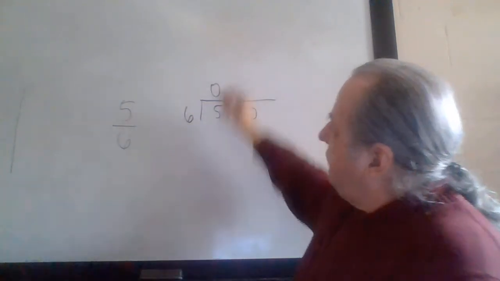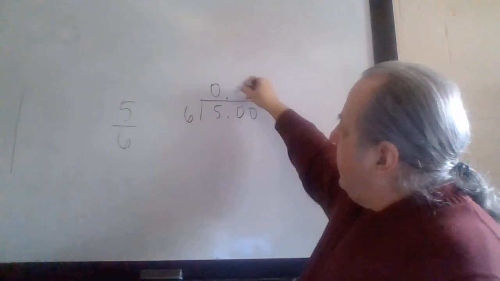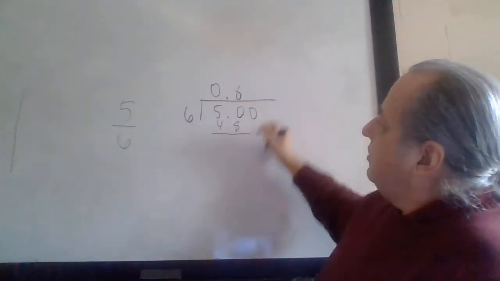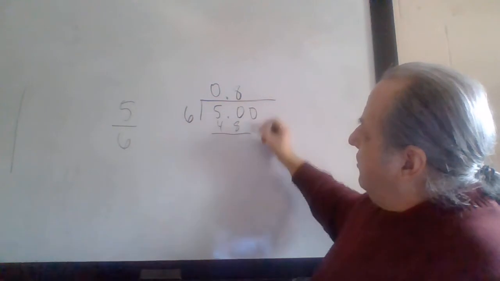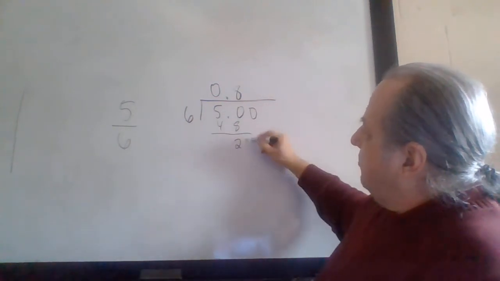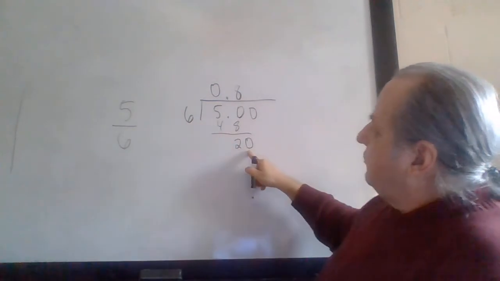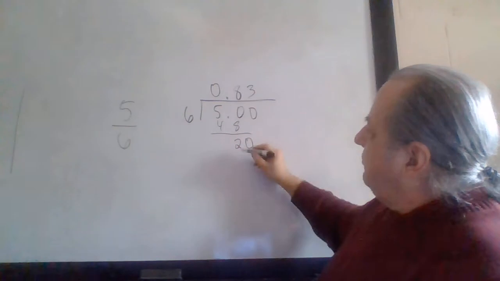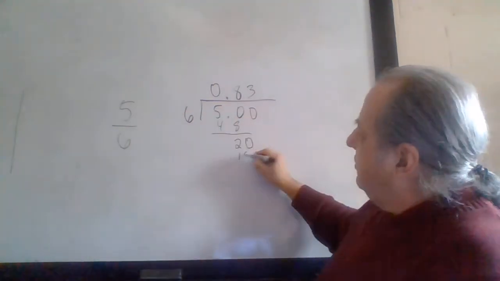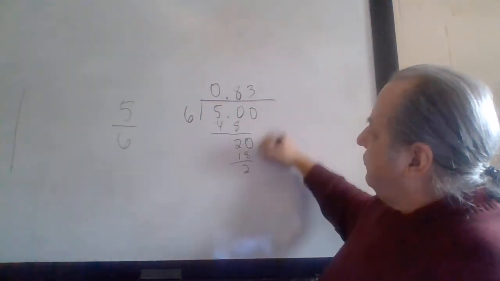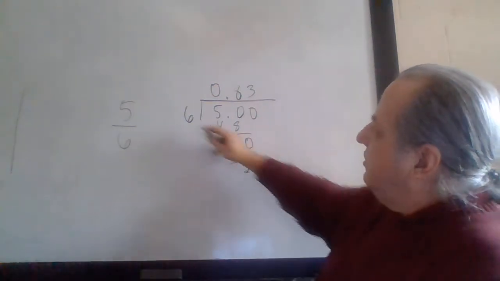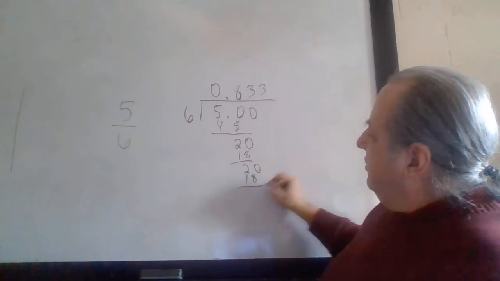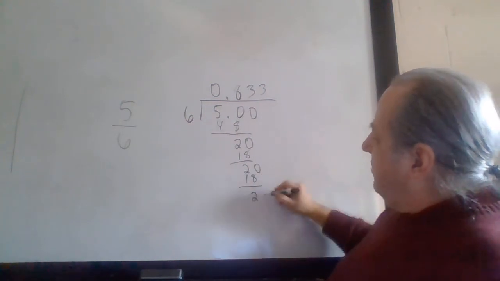6 doesn't go into 5. 6 does go into 50 8 times. 8 times 6 is 48. 50 minus 48 is 2, still a remainder, so I'll bring down a 0. 6 goes into 20 3 times. Multiply back, 3 times 6 is 18. 20 minus 18 is 2, still a remainder, so bring down another 0. 6 goes into 20 3 times. 3 times 6 is 18. 20 minus 18 is 2, there's still a remainder, bring down another 0.